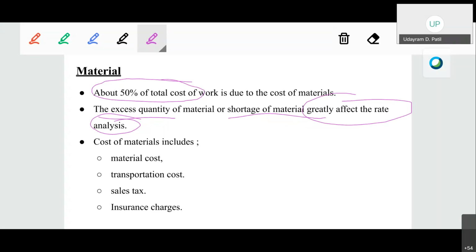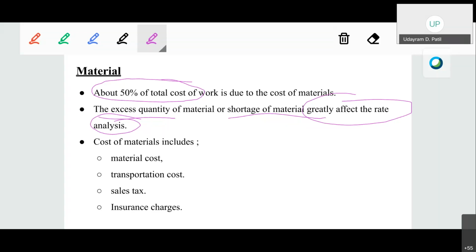Okay, that means if instead of one cement bag you took 1.25 cement bags or 1.5 cement bags, in that case the cost will differ by a much higher amount. So the material required for the particular item of work should be calculated as accurately and precisely as possible.